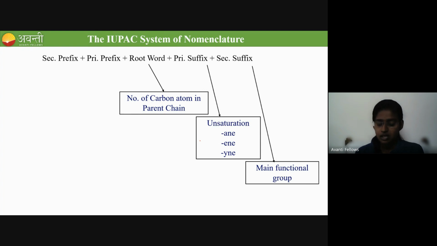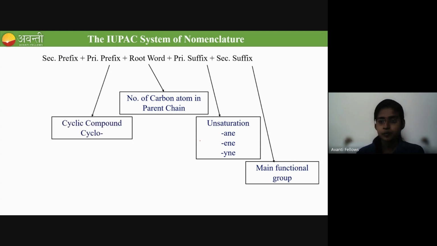Got it? Then coming to the primary prefix, so the cyclic compounds, all the cyclic system will go as primary prefix. Like in case of cyclopentane, in front of pentane, I am giving cyclo. So it is called cyclopentane. Pent is the root word. Cyclo is the primary prefix. So for all cyclic compounds, we will use primary prefix.